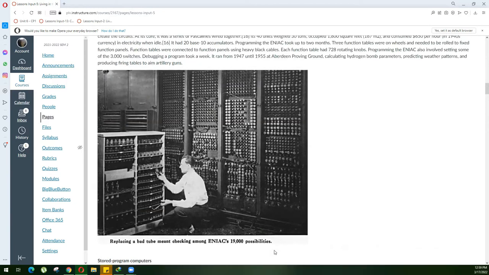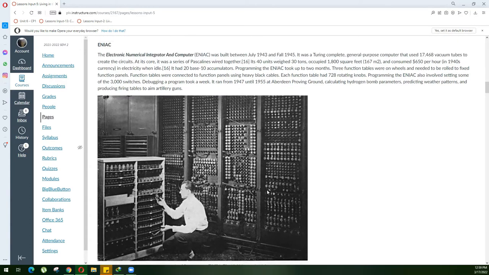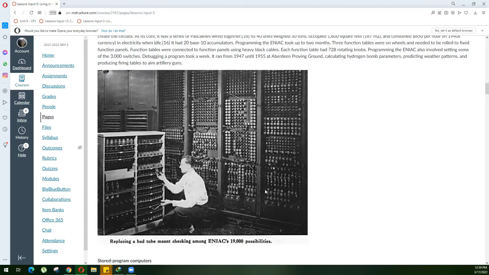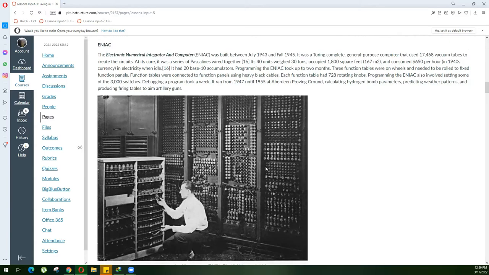So as you notice, the ENIAC has 19,000 vacuum tubes. So imagine if you want to replace a bad tube, you need to check all the 19,000 existing tubes.